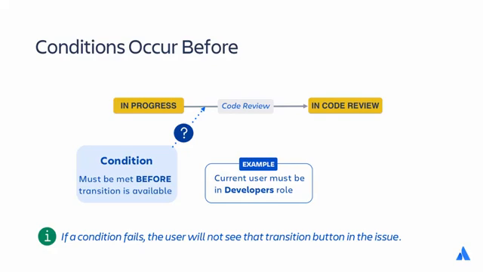In this example, teams in space want only developers to be able to send an issue for code review. This can be achieved by adding a condition to the code review transition. So only the users who are in the developer's role can see this transition. But remember that users also need the Transition Issues permission to see and execute transitions at all. If a condition fails, the user will not see the transition button when viewing the issue, and therefore not be able to execute it.